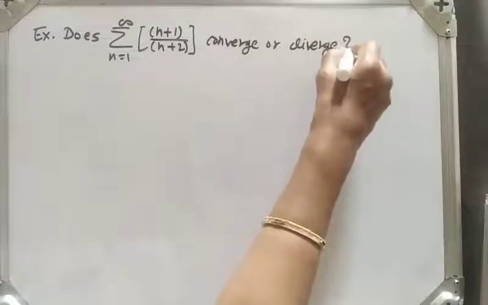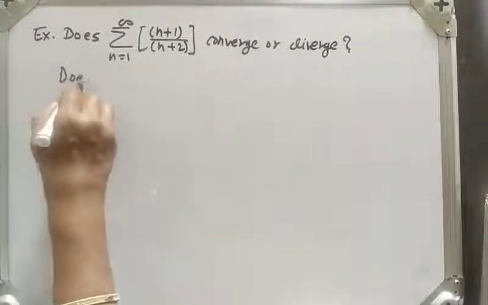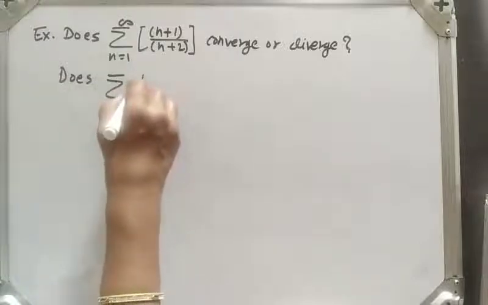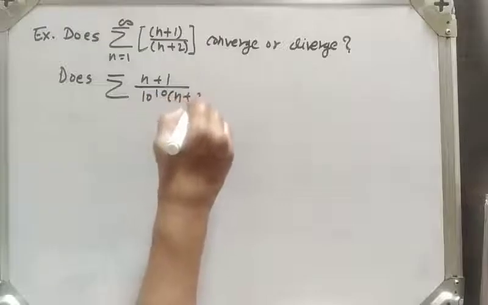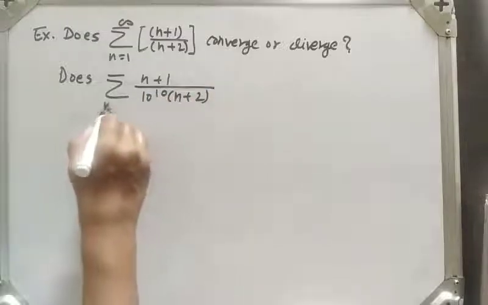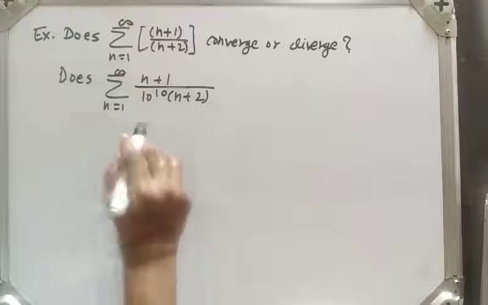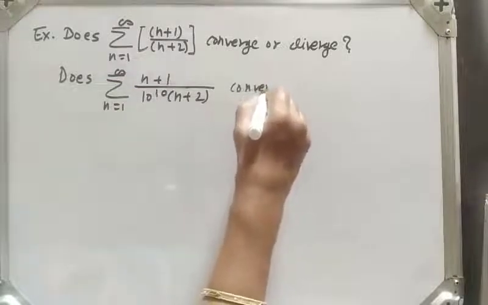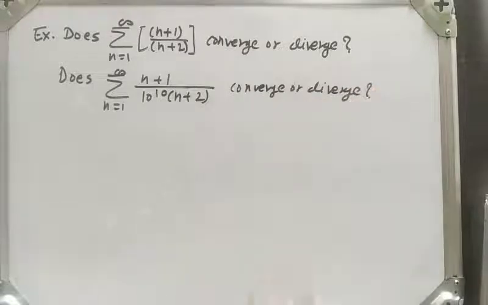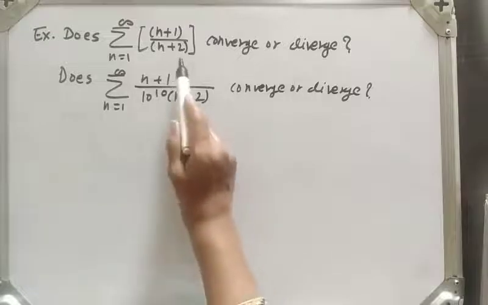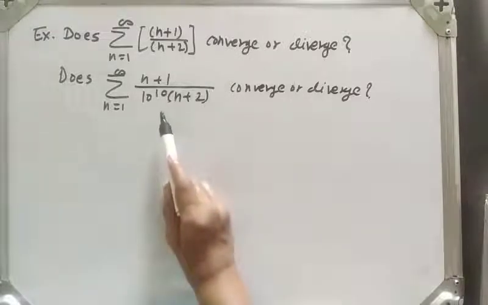Next example in it: does the series summation (n plus 1) upon 10 raised to 10 into (n plus 2), n varies from 1 to infinity, converge or diverge? So let us check one by one. First we have to find out whether the first series converges or diverges, and whether the second series converges or diverges.